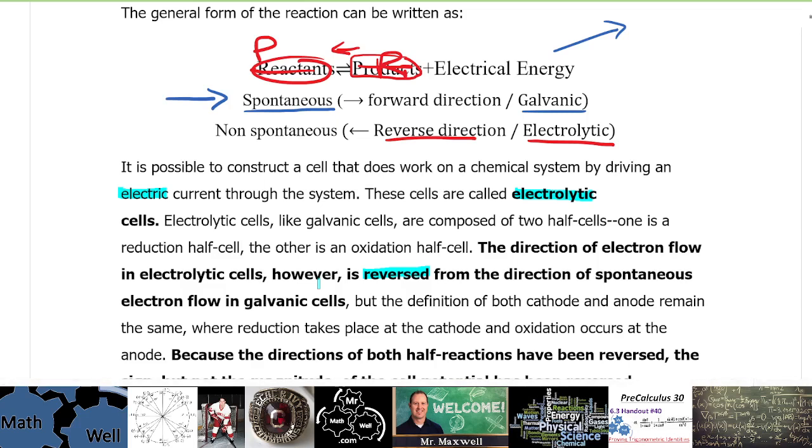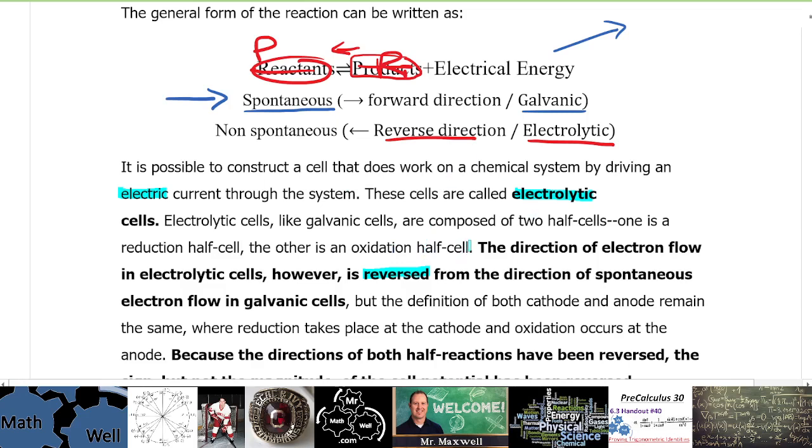So if you think about everything the same, except the electron flow is reversed, and there's electrical energy input into that wire, that's kind of close to what we're dealing with today. So when the electron flow is reversed from what we just learned, that's an electrolytic cell.